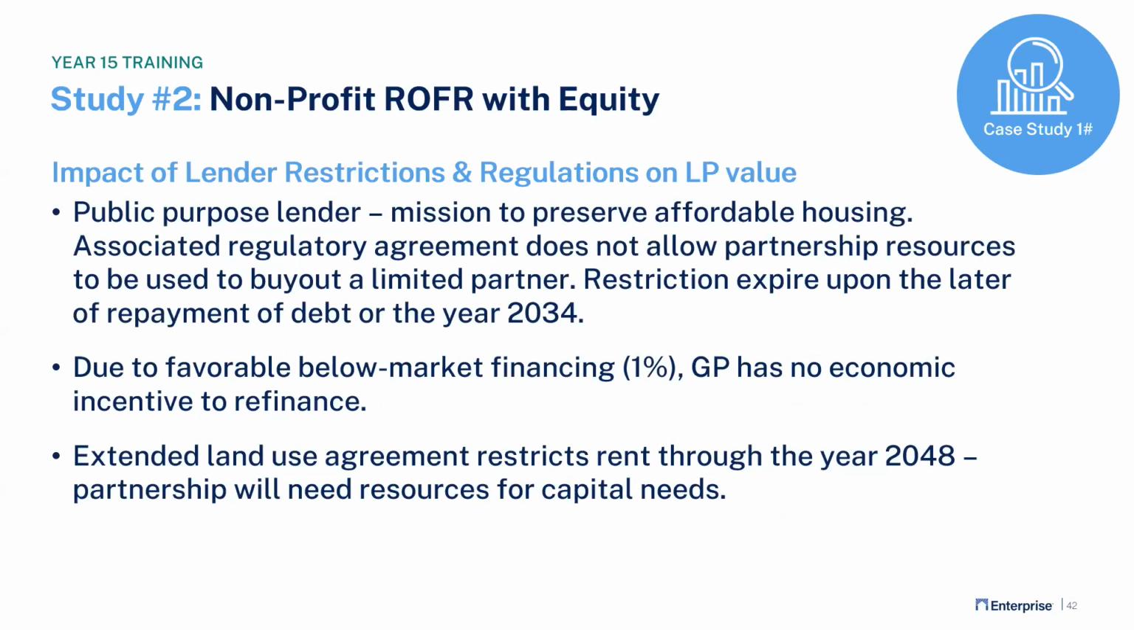The public purpose lender did have significant restrictions on the reserves, and there's no motivation for them to refinance the largest loan on this property. Their interest rate was 1%. So they don't have to refinance. There's nothing in a partnership agreement that says they have to refinance. If it means giving up a lot of your reserves in cash, why would you refinance? And they also had, like I mentioned earlier, significant capital needs through 2048. So the general partner in this deal is very motivated to keep resources in the partnership or do nothing because of that 1% loan.